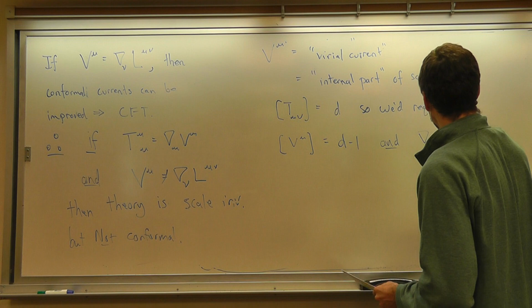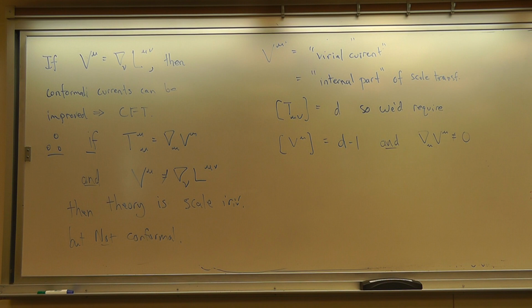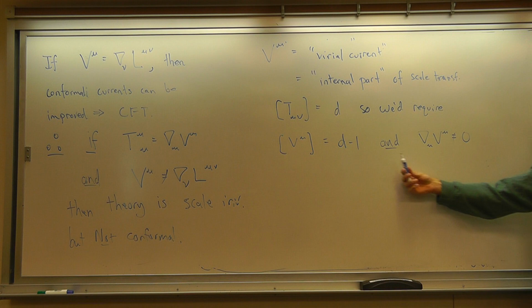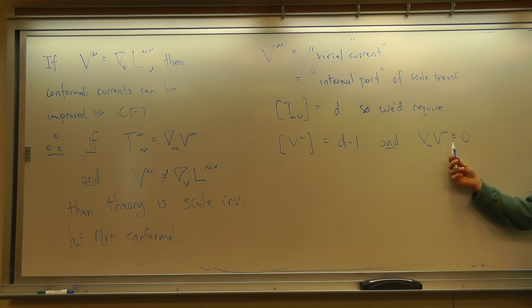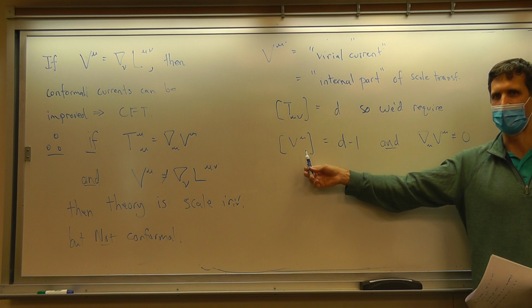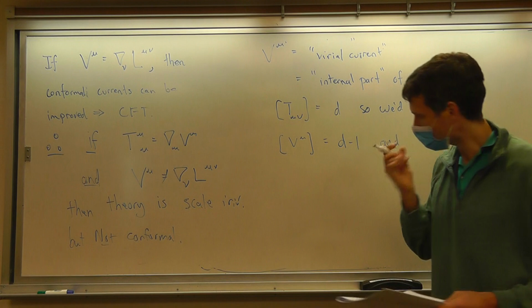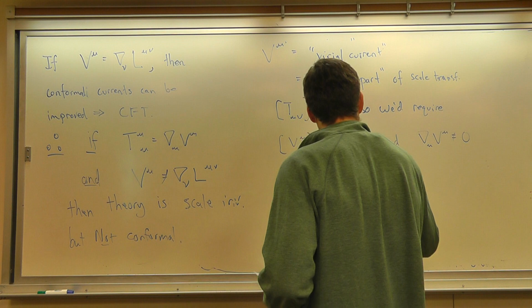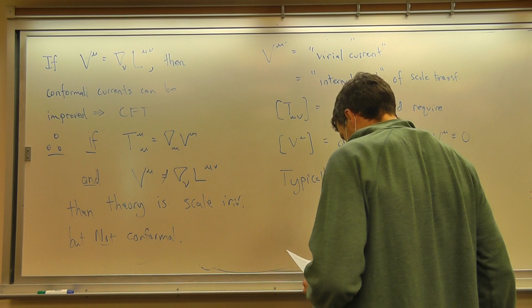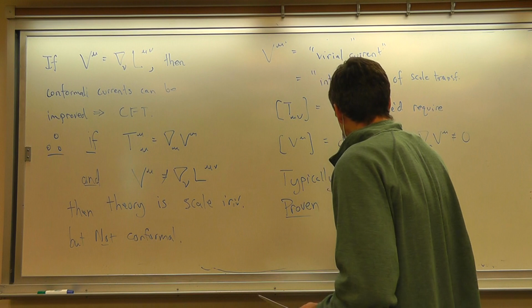And you want the virial current alone to not be conserved. Now, if you have conserved currents in a conformal field theory, then the conservation law fixes their dimension to be exactly D minus 1. But if it's not conserved, then typically vector operators pick up anomalous dimensions. So basically, there are just never any operators that can do this. There are basically never any candidates that you can write down that might be the virial current. So typically, no such operator. And in fact, it's proven not to exist in some cases.